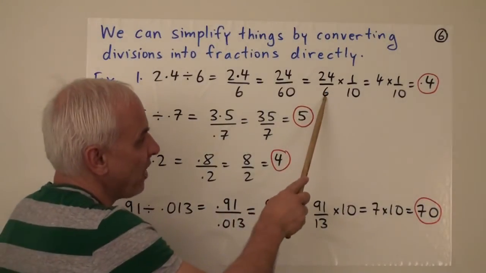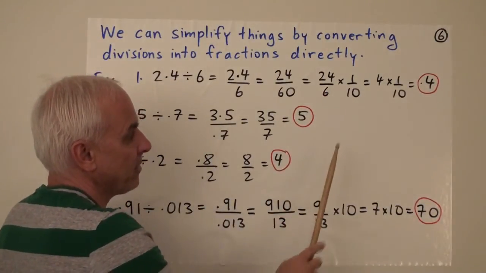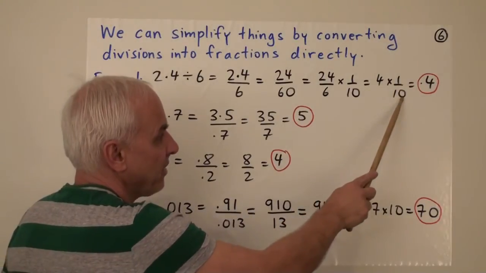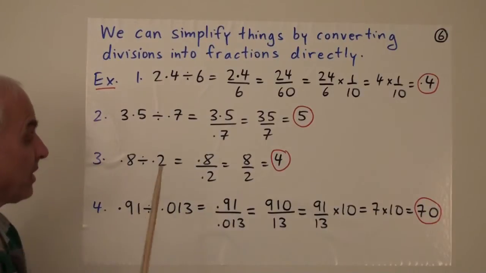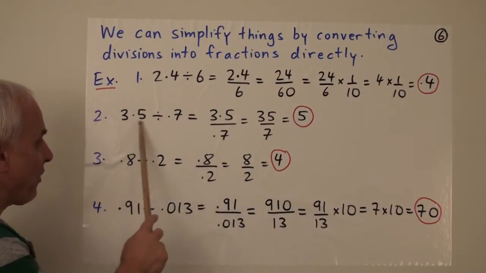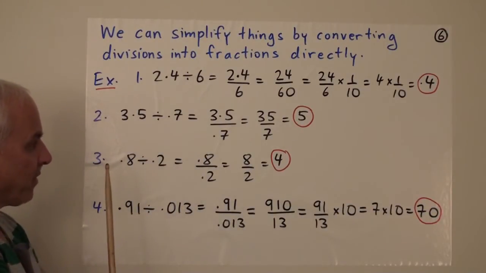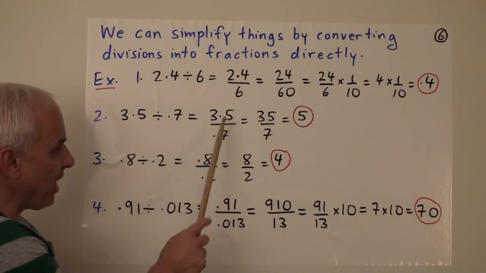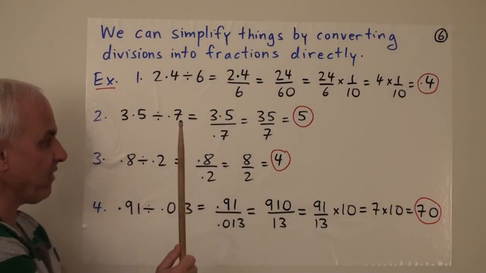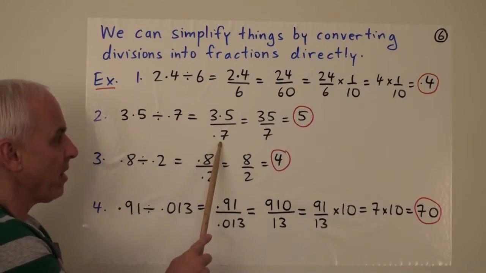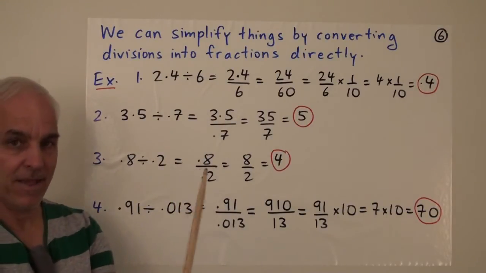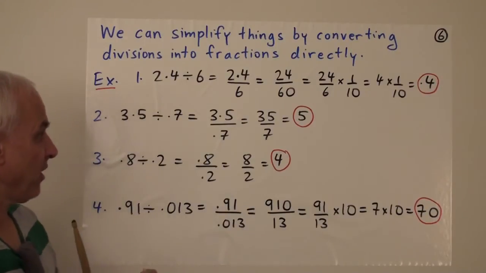And 24 divided by 6 is 4. So if I have 4 times 1/10, that's 0.4. Let's look at the second example. 3.5 divided by 0.7. We're going to write it as 3.5 divided by 0.7. And now I'm going to multiply top and bottom by 10. That doesn't change the division.